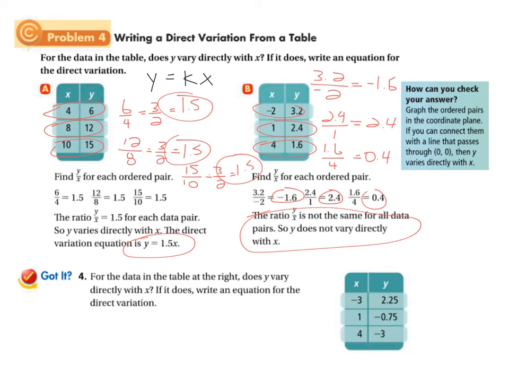Find out right here for this got it problem. Is this a direct variation situation? If so, then when you divide this divided by that, every time you should get the same number. And if you do, that's your k value. And you can write it in the form of y equals kx, where you put the actual number you got each time for k. Try it right now.